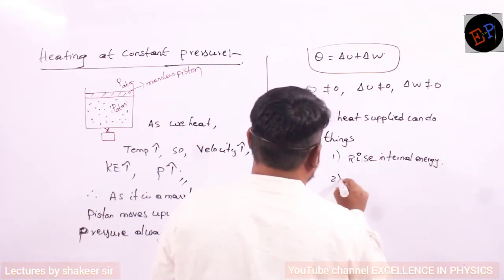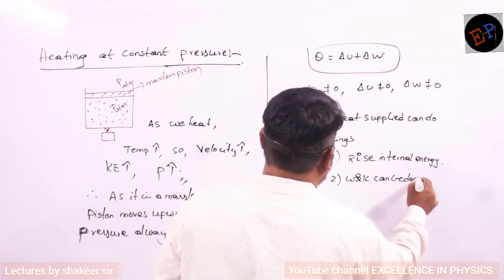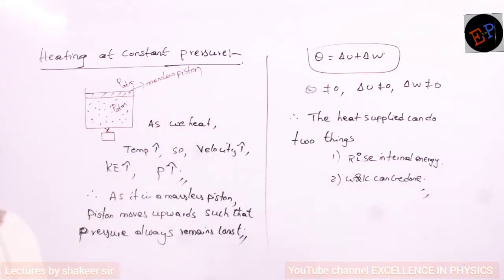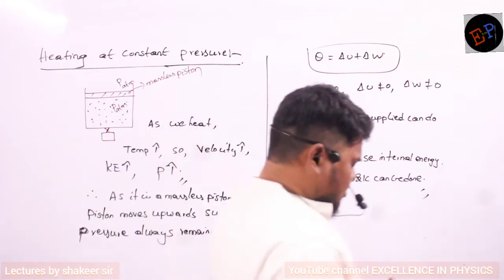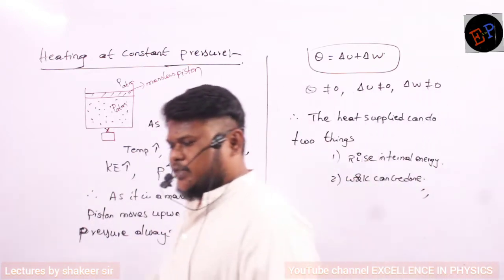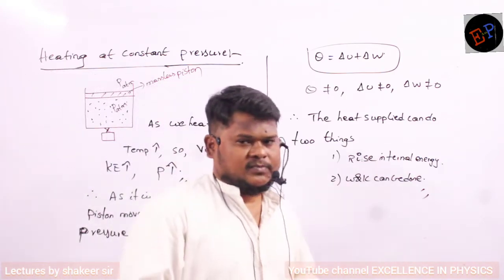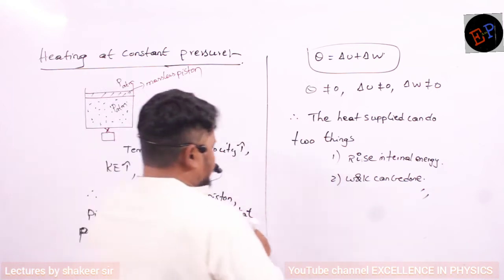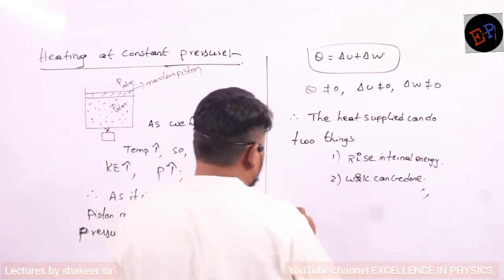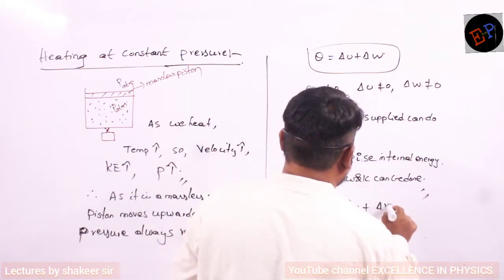Second one is work can be done. Only in the case of constant volume process, work done will be 0. But here work done is not 0, and heat supplied is also not 0. Change in internal energy also is not 0. Is it clear? Therefore, what I say, Q is equal to delta U plus delta W.